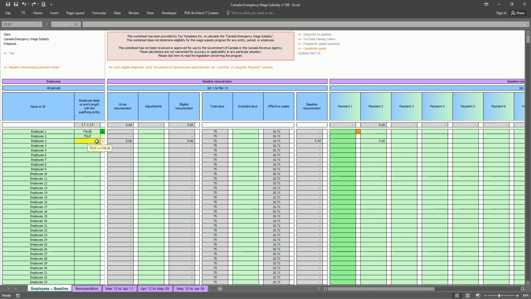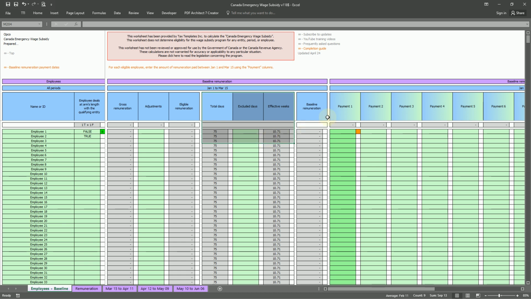Next, we'll determine each employee's baseline remuneration. The legislation defines baseline remuneration as the average weekly eligible remuneration paid to the employee by the qualifying entity during the period that begins on January 1st, 2020 and ends on March 15th, 2020. This excludes any period of 7 or more consecutive days for which the employee was not remunerated.